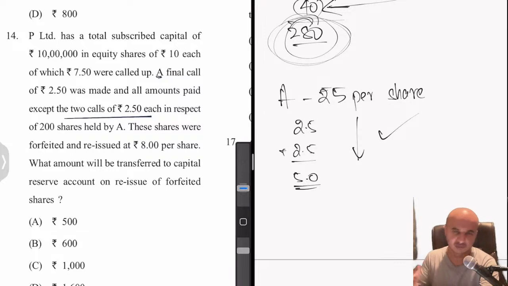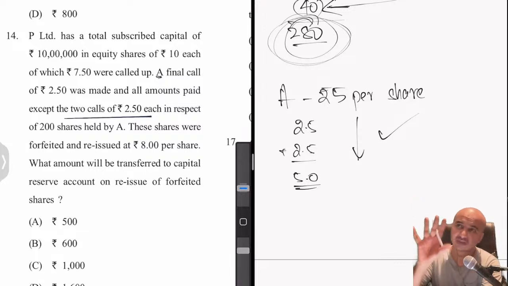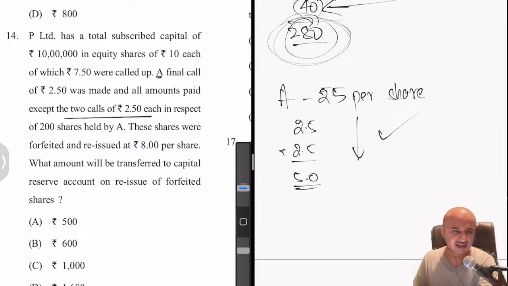Even if there was premium, we wouldn't have minded, because once you receive the premium, you cannot use it anywhere else apart from the 5 purposes mentioned in section 55. I hope. I don't remember the section. I think it is 55 or 51. Anyway, now where were we?